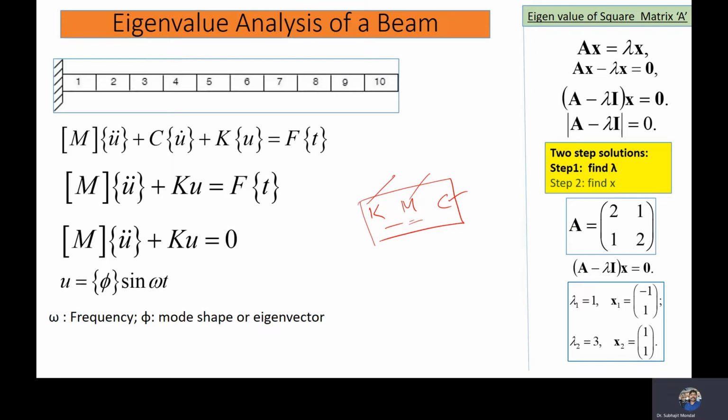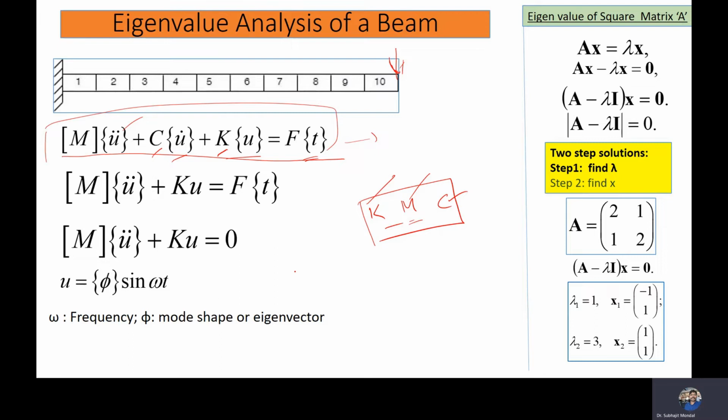Before going to that, let's see how to write our dynamic equation of motion. We write it in terms of force: mass times acceleration is a force, damping times velocity is a force, the stiffness K times displacement is a force, and this is also one force vector. Basically, if some force is acting there, then how the beam is going to behave. In that case, we have to solve this equation.